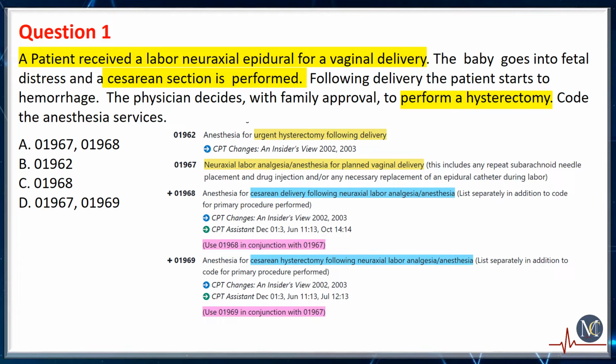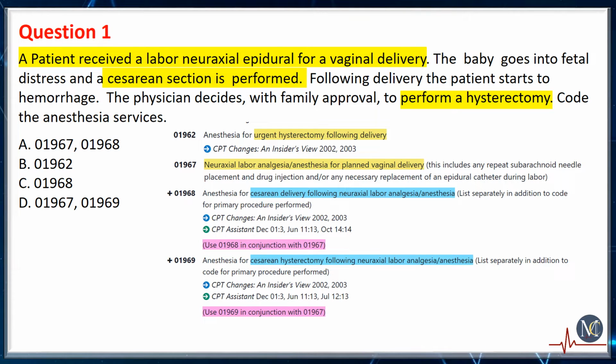In option A, the mentioned add-on code 01968 is only for the cesarean delivery following neuraxial labor analgesia or anesthesia. In option D, the mentioned add-on code 01969 is for the cesarean hysterectomy following neuraxial labor analgesia or anesthesia. In the given scenario, the service performed is cesarean section along with hysterectomy.